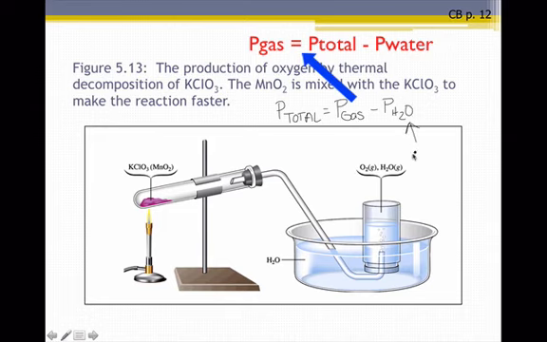And this is found on a table, and you look it up by temperature. So you just look it up and you subtract it out from the pressure that you have.